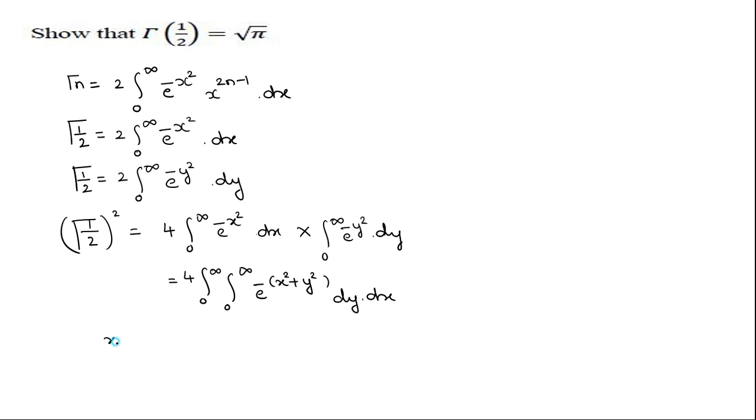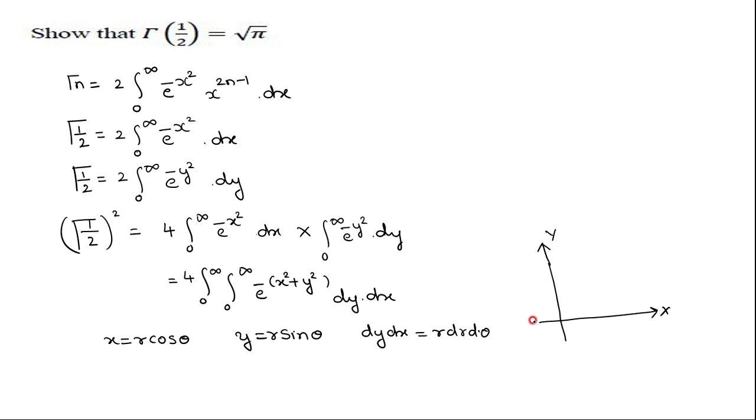The polar coordinates are given by x is equal to r cos theta and y is equal to r sin theta. The value of dy dx is equal to r dr d theta. Now when we convert the limits, the x limits are 0 to infinity and the y limits are 0 to infinity. The x limits being 0 to infinity means the whole of the x-axis is considered, and the y values from 0 to infinity mean the whole of the y-axis is considered. So the region between the x-axis and the y-axis is the first quadrant. So the region of integration is the first quadrant.